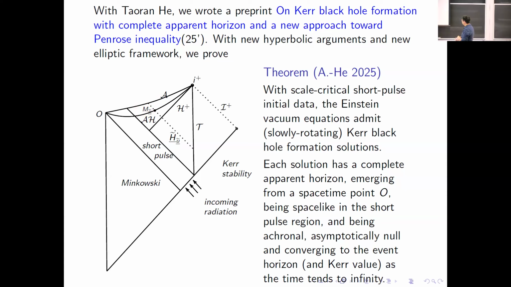But let's just see that, other than the hyperbolic part, we can have a very precise understanding of the apparent horizon. We can show that the apparent horizon, which is the boundary of the black hole region, emerges from a spacetime point and is spacelike in the beginning as the area becomes larger and larger, and is achronal for the whole dynamics, asymptotically null, and then eventually converges to the event horizon at time going to infinity. So it really settles down to a Kerr black hole, right?